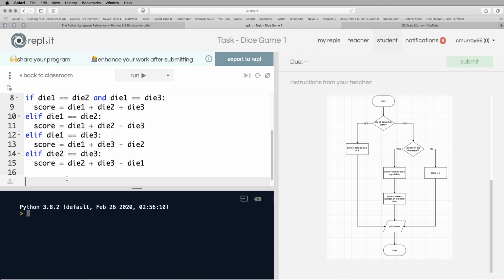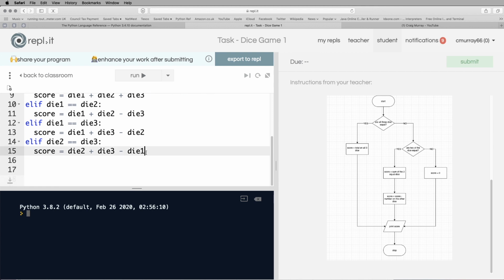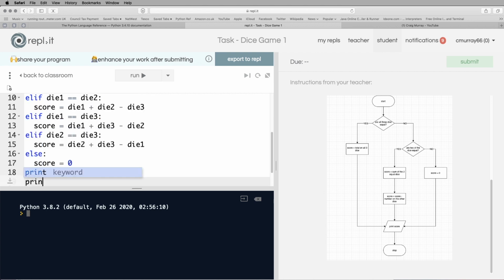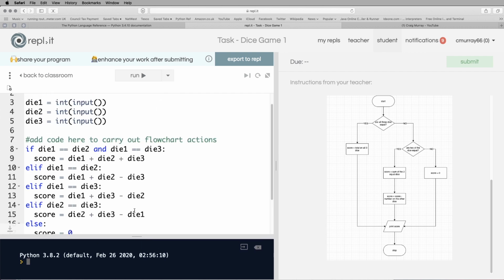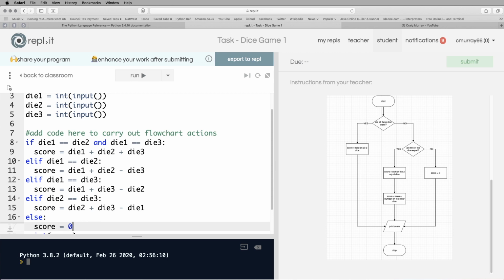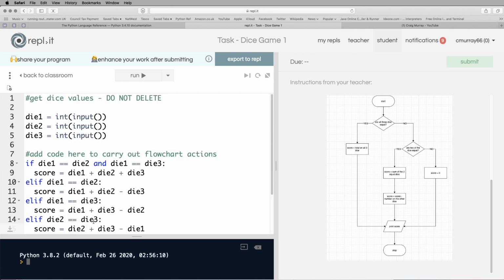And then finally, otherwise, the last possibility is else: score is equal to 0. You've got to do that one. Then you can print out the score. Okay, so hopefully that all makes sense. Obviously I would put some comments in there if I was coding this up fully.